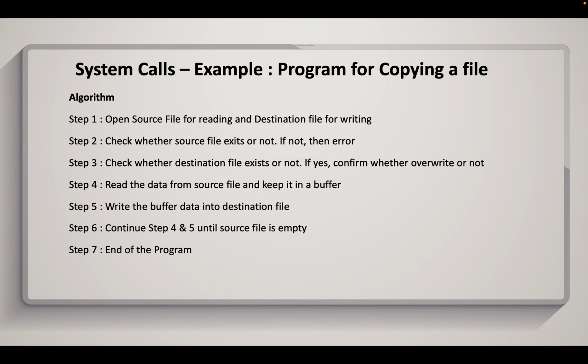System call example. We can see how a system copies one file to another. For example, we open the first file. Then we open the second file, checking whether the file exists or not. If the second file exists, we report an error and ask whether to overwrite, yes or no. If yes, then we continue. We read the data from the source file, and we write the data read from the source to the destination. Then we continue steps 4 and 5 until the source file is empty.